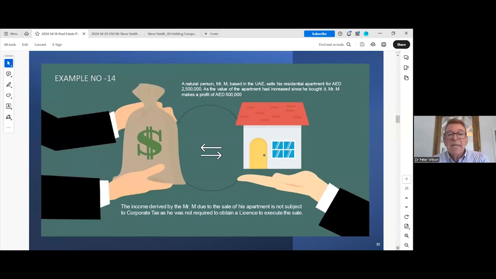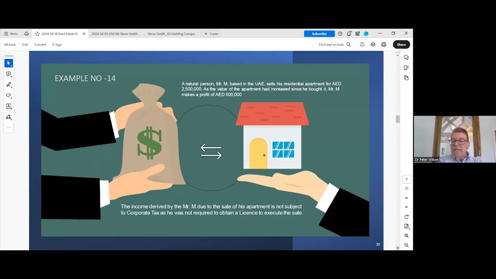So this example number 14 is one that I've taken directly out of the Corporate Tax Guide, and it talks about a natural person, Mr. M, based in the UAE, who sells his residential apartment for $2.5 million. And it says that the property increased in value by $500,000 since Mr. M bought the apartment. The guide says that the income derived by Mr. M due to the sale of the apartment is not subject to corporate tax, as he was not required to obtain a license to execute the sale.